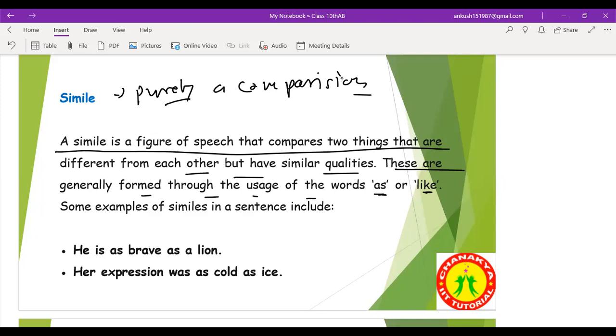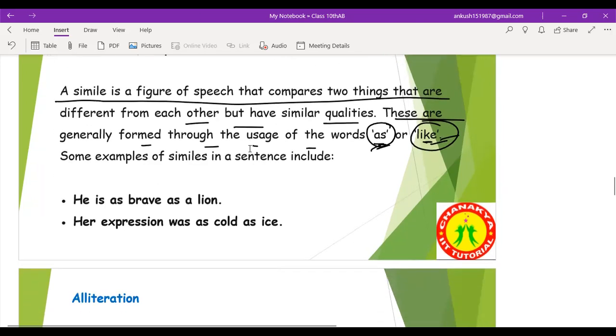What is the identification of simile? Whenever as or like is used. Not both words at the same time, but in different sentences. If you find either as or like in the sentence, you can blindly tell that this example is of simile. Understood? Now try to understand why simile is given over here.